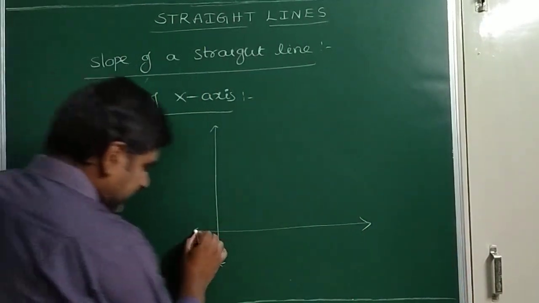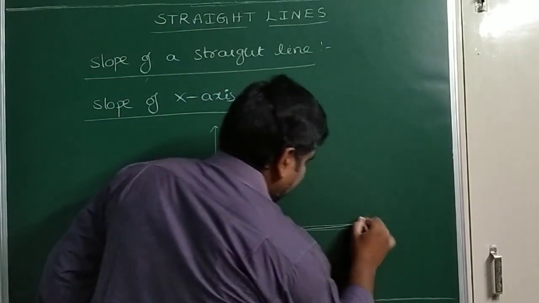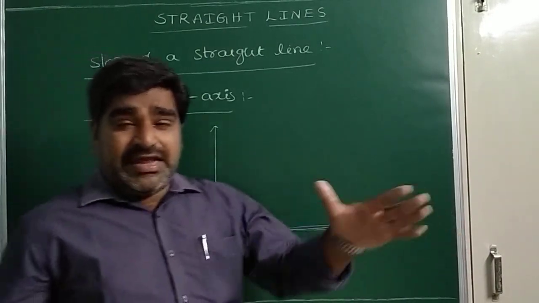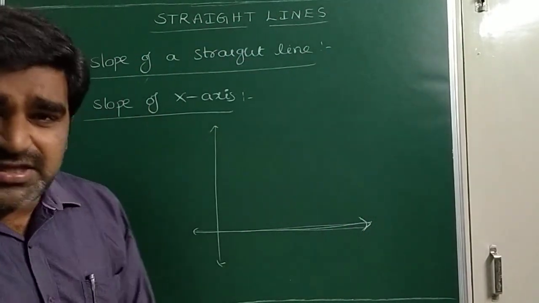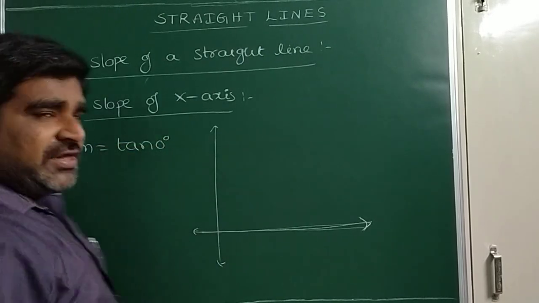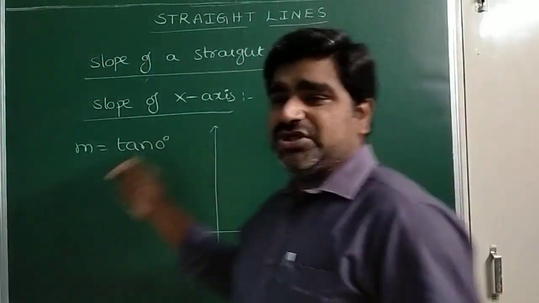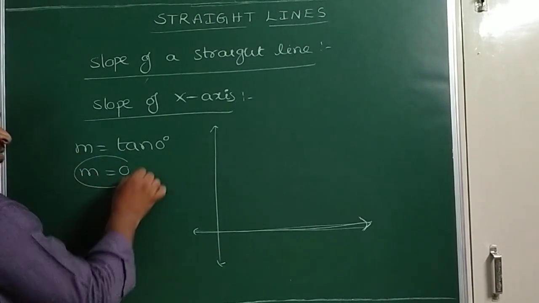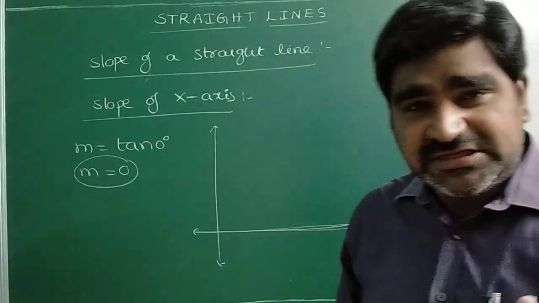Why? Because this is the x-axis, and if I take the line x-axis again, it coincides with the x-axis. So the inclination of x-axis is 0 degrees. Therefore, the slope of x-axis is m equals tan 0 degrees, where 0 degrees is the inclination of x-axis. Tan 0 means 0. The slope of x-axis is 0.